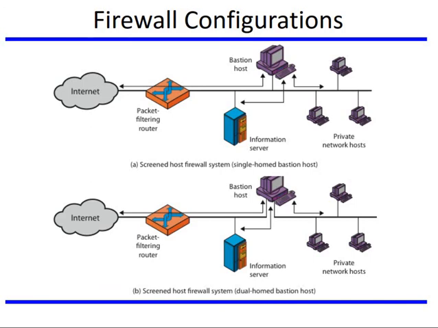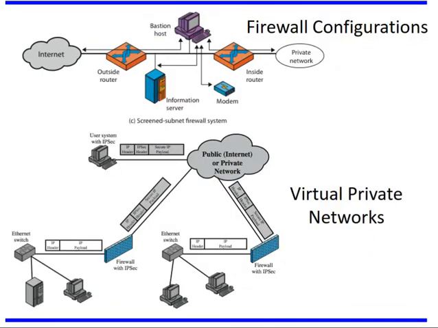Next, the third one is the screened subnet firewall. This is the most secure of the configurations we have considered. Compared to the previous two configurations, it is highly secure, and it consists of two packet filtering routers, one between the Bastion host and the internet, and another between the Bastion host and the internal network. So again, the authentication is tightened such that no untrusted packets could enter the private network.